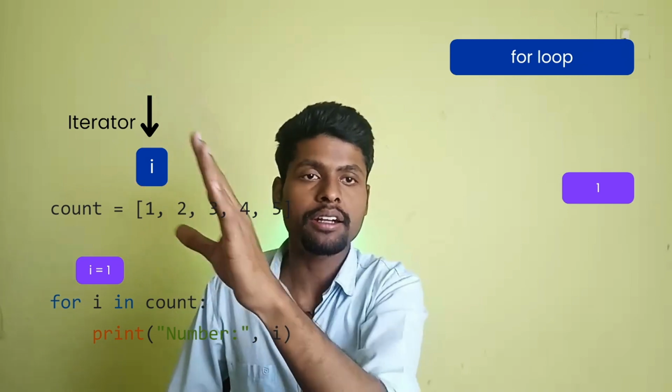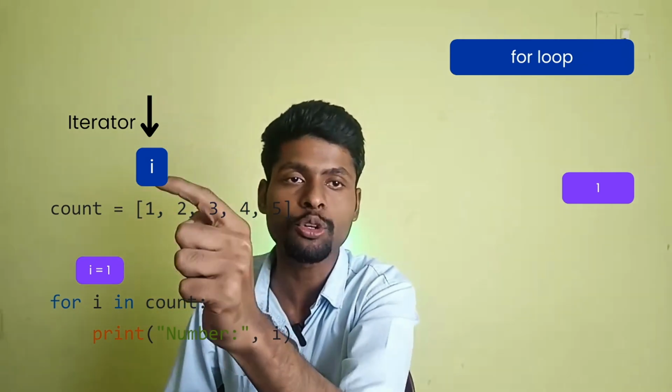Let's test this code first. When I execute my program, my iterator points to the first value of my list, fetches the pointing value, and assigns it to my I variable. Within a for loop, we have the I variable. What is the current value of my I variable? The I variable value is 1. Why? Because my iterator is currently pointing to the 1 value. Hope I am clear.